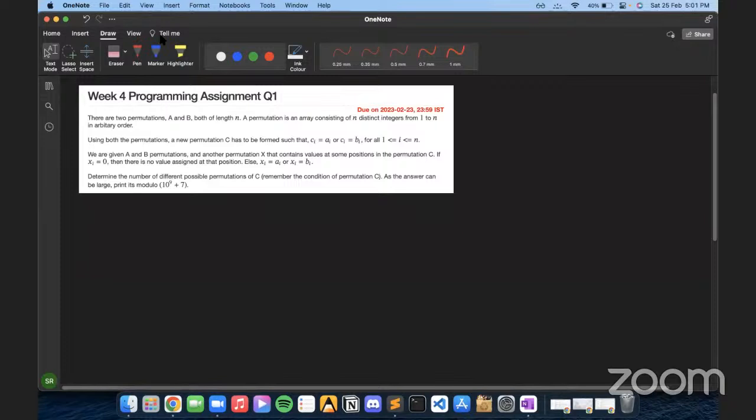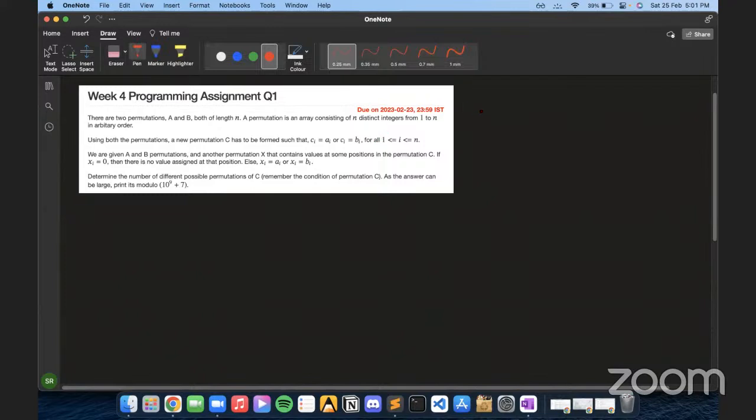Okay, so let's start with the first problem that we were given for the week 4 programming assignment. The question states that we are given two permutations A and B. The length of both is n, and a permutation is basically an array consisting of n distinct integers from 1 to n in arbitrary order.